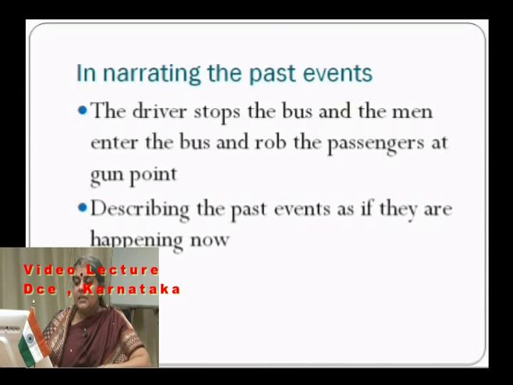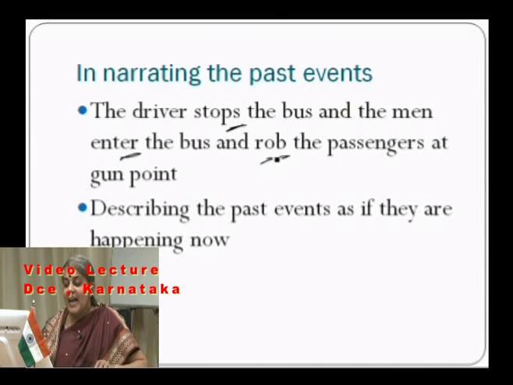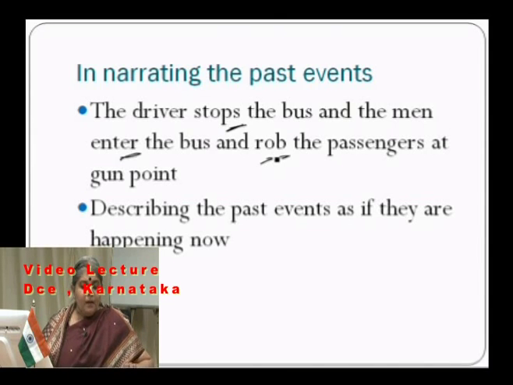Now let us see these sentences. The driver stops the bus. I'm underlining the verb. And the men enter the bus and rob the passengers at gunpoint. Now what has happened? The driver has stopped the bus. Now you are talking of a past event as if it is happening now. Here simple present tense is used to describe the past events as if they are happening now.